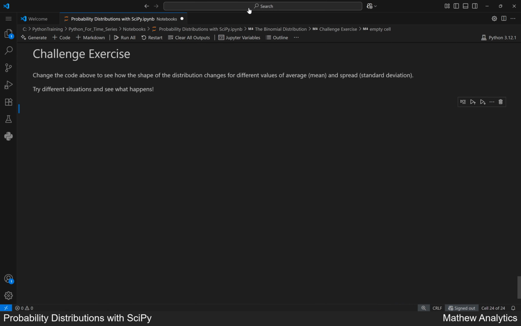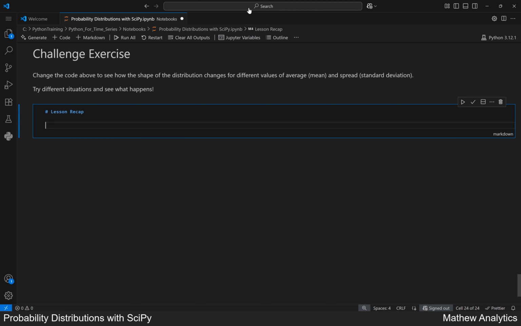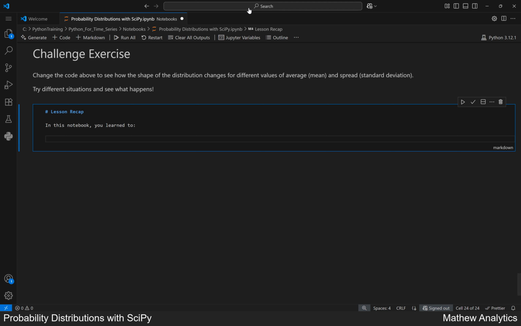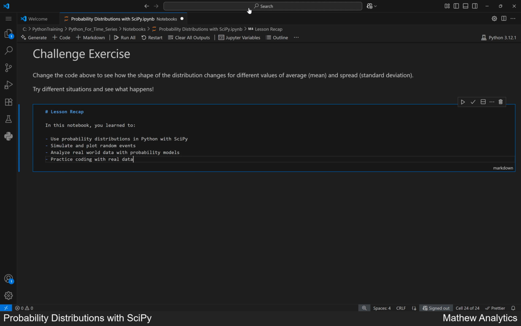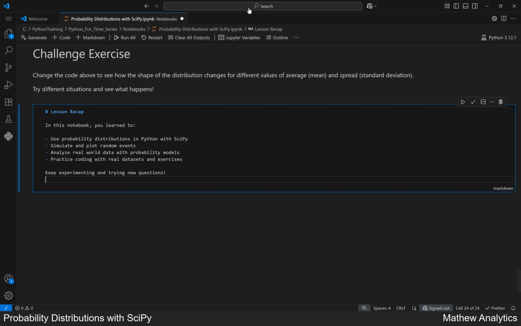Lesson recap. In this notebook, you learn to use probability distributions in Python with SciPy. Simulate and plot random events. Analyze real-world data with probability models. Practice coding with real datasets and exercises. Keep experimenting and trying new questions. Running the cell now.